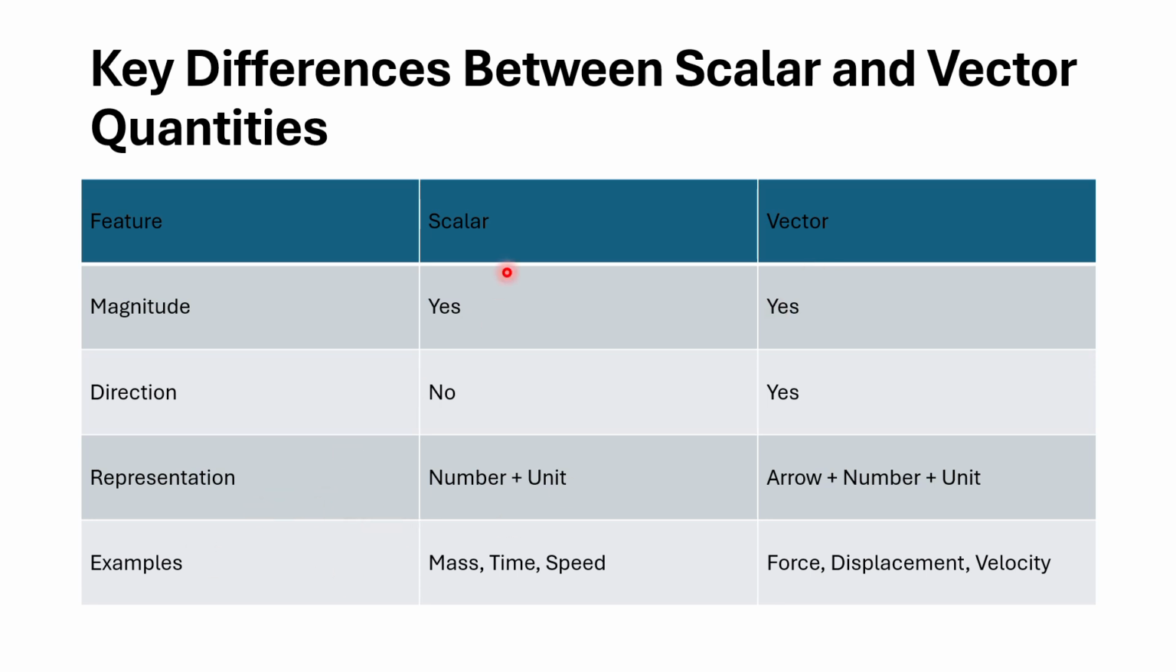Representation. A scalar can only be represented by a number with its unit, like 5 kg for mass, 5 seconds for time, 5 meters per second for speed. All of that is represented only by a single number and its unit. But a vector can be represented by an arrow, a number and its unit. Examples of vectors are force, displacement and velocity, as we have discussed in the previous slide.